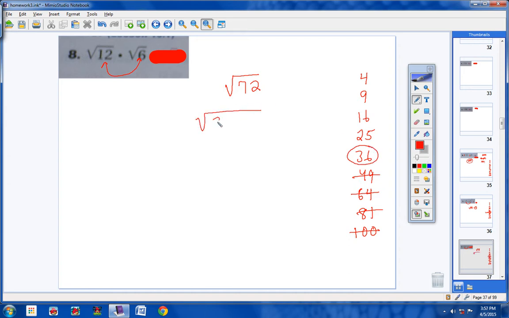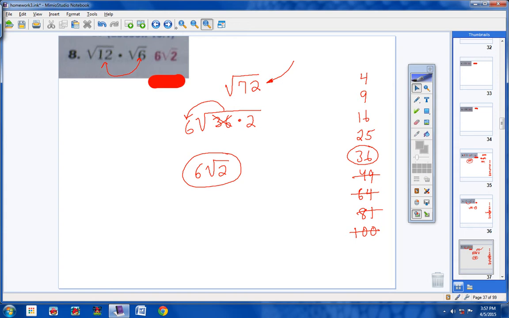So instead of putting 72, I would put 36 times 2. See how I did that? Isn't that easy? Pick a number on this list that goes into your radicand evenly, and then write this number out as a factor of two numbers. Now, do you know the square root of 2? No, you do not, but you do know the square root of 36. So cross off 36 and put a 6 on the outside. So now you're left over with 6 square root of 2. How do you know that you're finished? Because none of these numbers will go into 2 evenly. So your answer is 6 square root of 2.